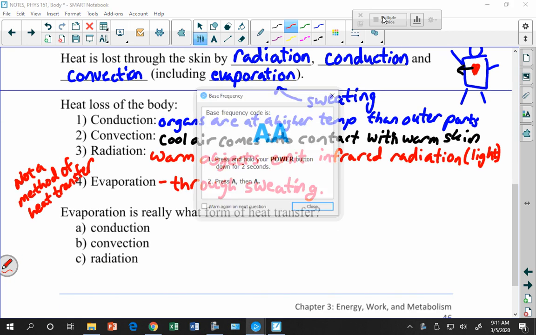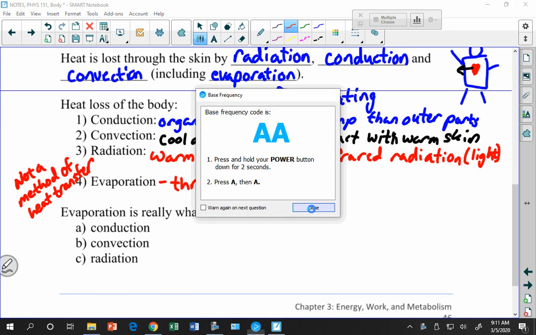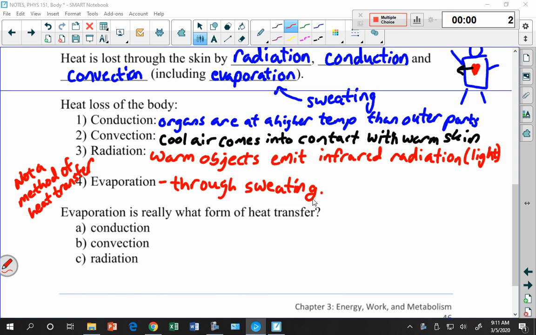Evaporation is really what form of heat transfer? Let's try that as a quicker question. If you were to guess, you can probably reason it out. What form of heat transfer does evaporation depend upon? Does it depend upon conduction, convection, or radiation? Remember, conduction requires contact between two surfaces. Convection requires the flow of a fluid, and radiation is the light that is emitted by an object of a certain temperature, the infrared light. So evaporation is really what sort of heat transfer?